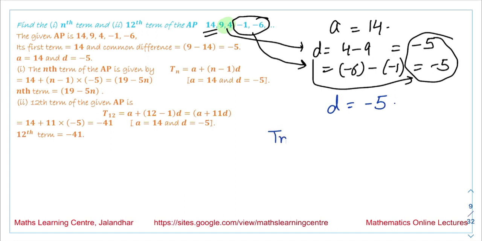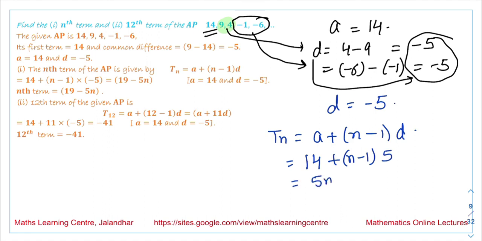The formula for the common term is Tn = A + (n - 1)D. The value of A is 14, n minus 1 as it is, and D is 5. So we are getting 5n plus the common difference, which is minus 5, with a minus sign over here. So it is minus 5n plus 19.